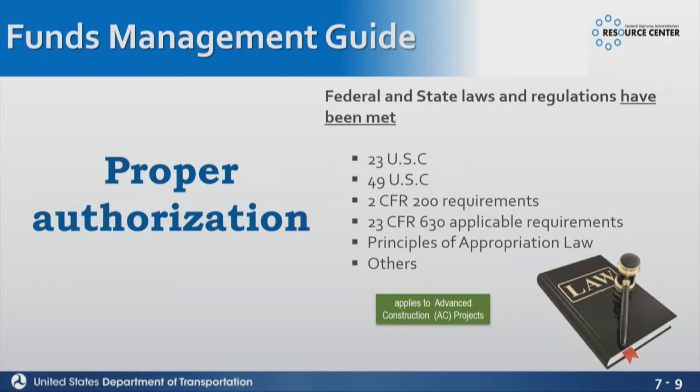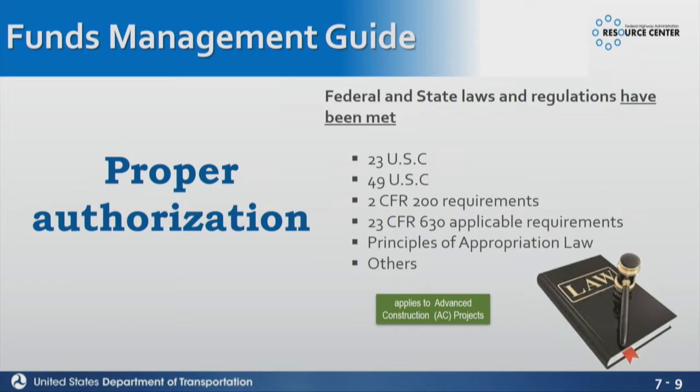And some of those are 23 U.S.C., which is our highway law, 49 U.S.C., which is transportation law, 2 CFR, the uniform requirements, and then 23 CFR 630 for our agreements. And that's where, remember we just looked at that, it said that you must have a project agreement before you begin any work. And then there's a lot of other rules out there that you may have to follow depending on the type of project. If it's a construction project, you have to follow 23 CFR 635 that talks about all the construction stuff.